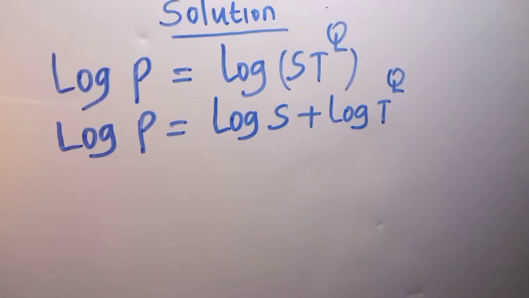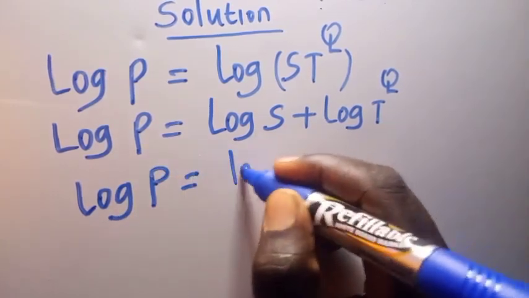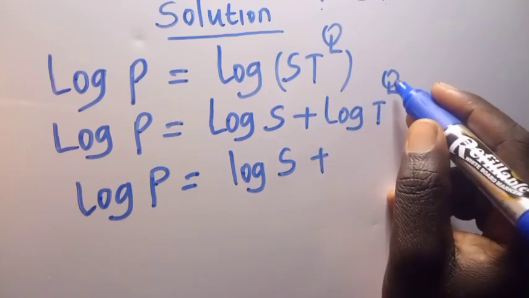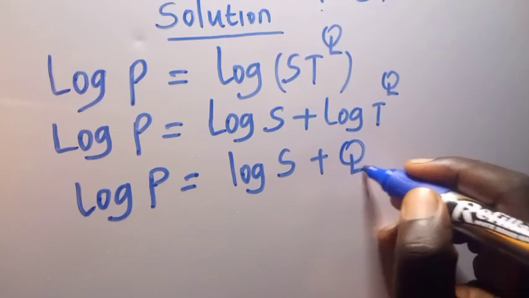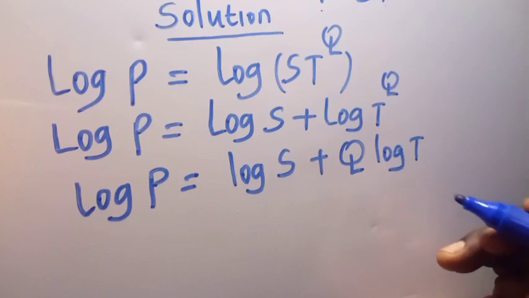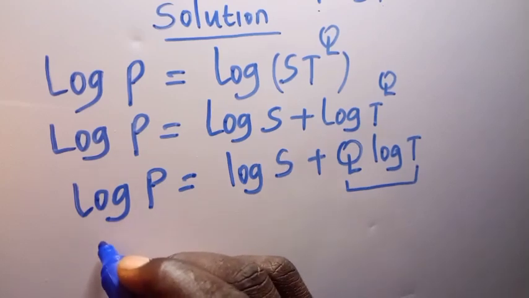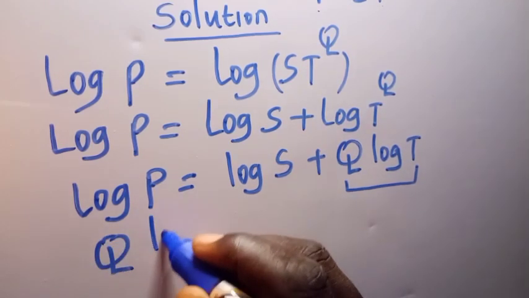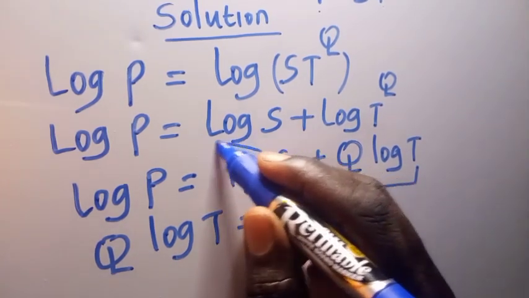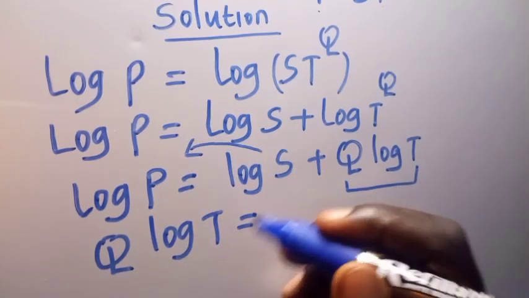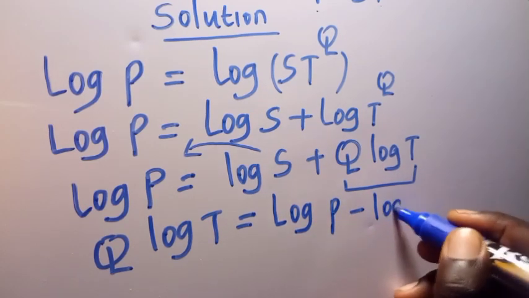Now from there, we shall have the logarithm of P equals the logarithm of S plus, I bring this Q behind this log T from the laws of logarithms, so that we have Q log T. Then from there, I want to remain with this one on one side, and therefore I shall have Q log T equals, if I take this one to this side where log P is, then we shall have the logarithm of P minus the logarithm of S.